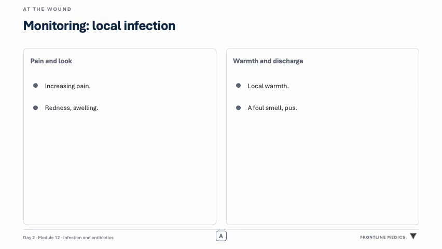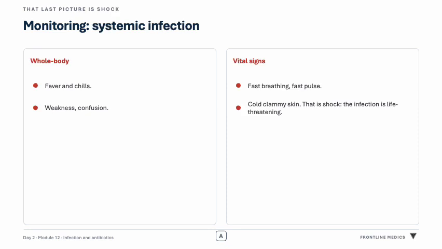Monitoring for infection can be both local and systemic. When we watch for local infection, we look for increasing pain, redness, swelling, local warmth, a foul smell, and pus. When we monitor for severe systemic infection, we look for systemic signs and symptoms. These may include fever and chills, weakness, confusion, fast breathing, fast pulse, cold, clammy skin. Those last ones indicate septic shock, and it means the infection has become life-threatening.